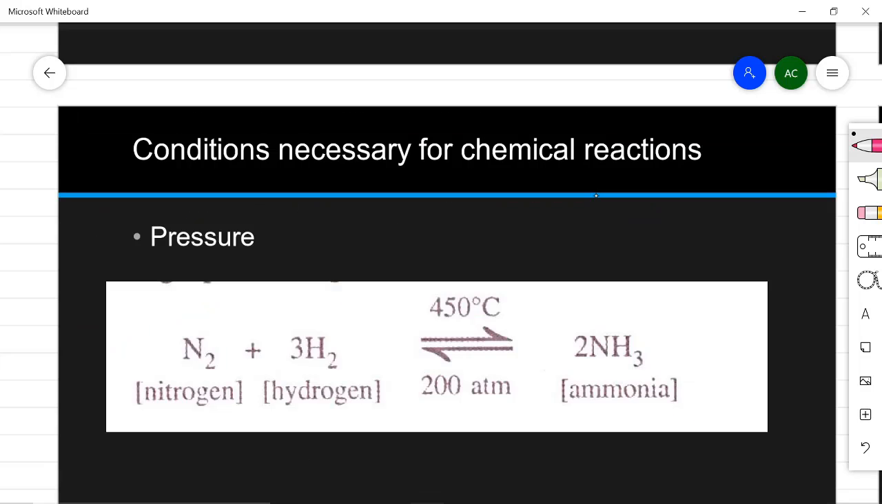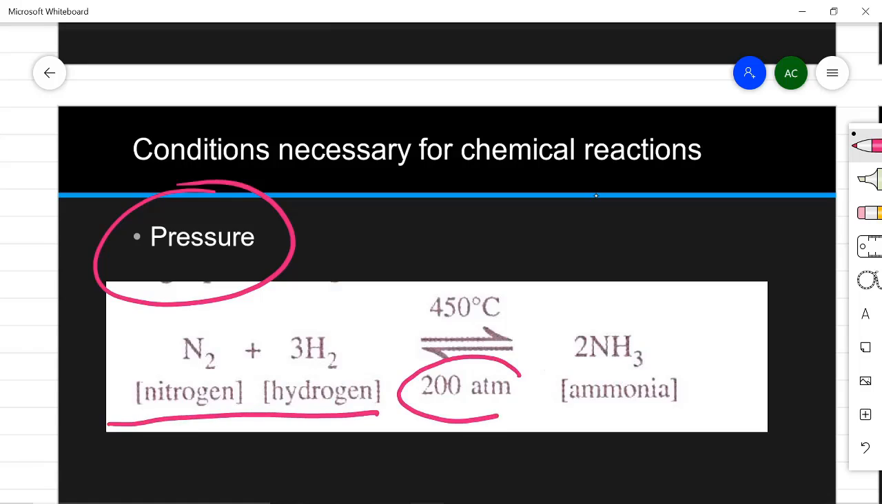Okay, now the next is pressure. Some reactions happen only when provided with a certain amount of pressure or subjected to high pressure. So let's see this example. Nitrogen and hydrogen, when subjected to 200 atmospheres of pressure, then ammonia gas is liberated. And this reaction happens in the presence of iron as catalyst, which we will see under the example of catalyst. So right now here only you have to learn this pressure thing. So this reaction happens when 200 atmospheres of pressure is put and then ammonia gas is formed.